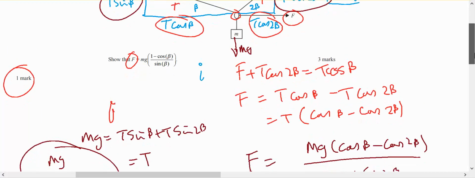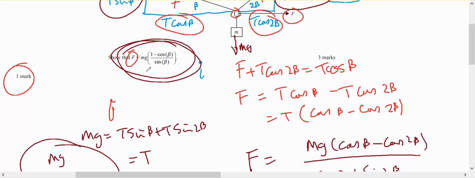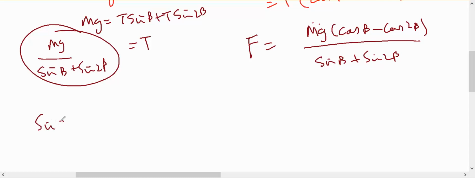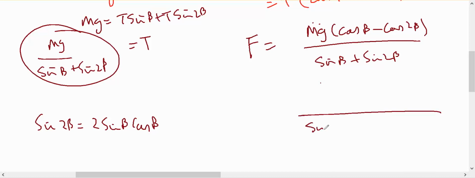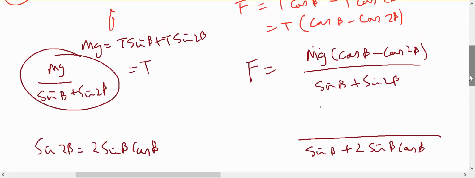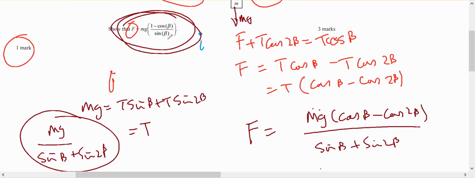And this is where I need to have a little eye on this. I like the mg, and then I've got some simplification occurring. So I know that the sine of 2 beta is 2 sine of beta cos of beta, so I'm going to do that replacement. So my bottom becomes sine of beta plus 2 sine of beta cos of beta, and I can take a sine of beta out as a common factor. I'll get sine beta (1 plus 2 cos beta). And I like that because that gives me my sine beta on the bottom.